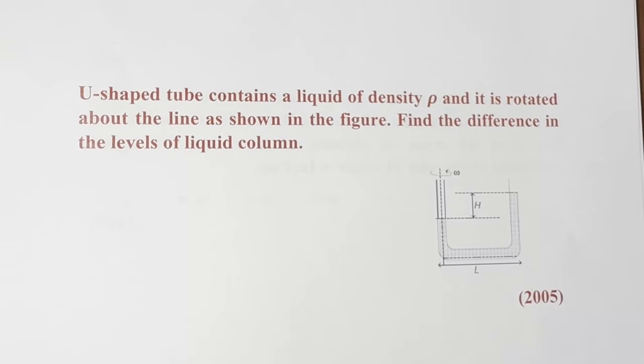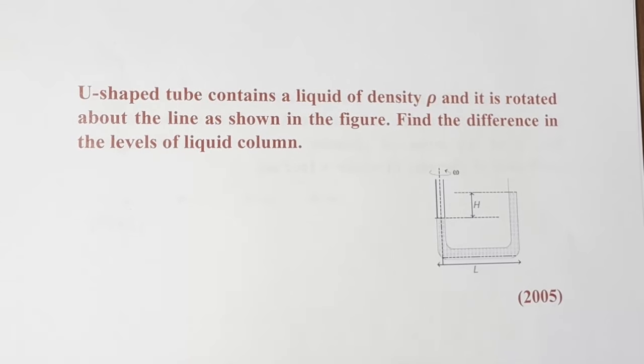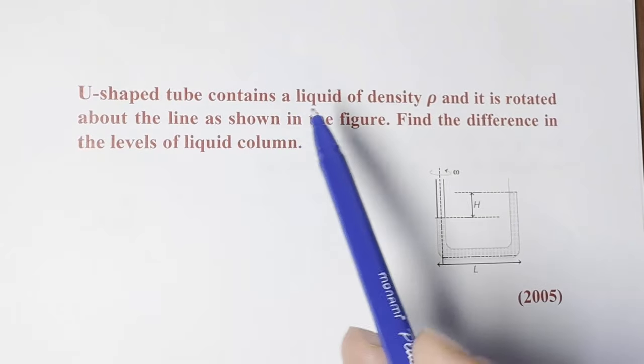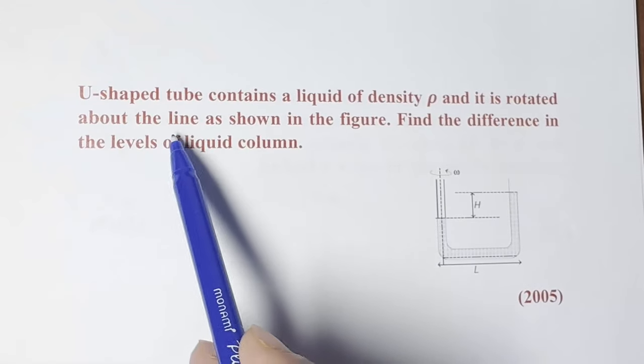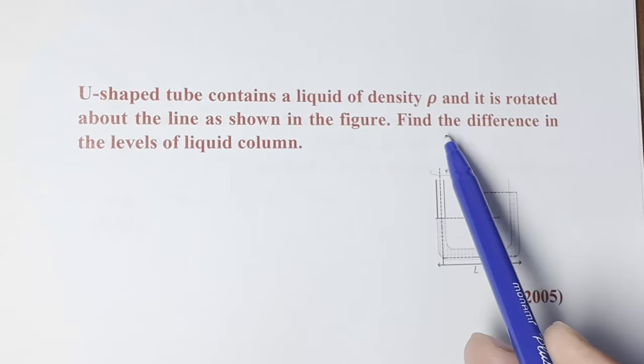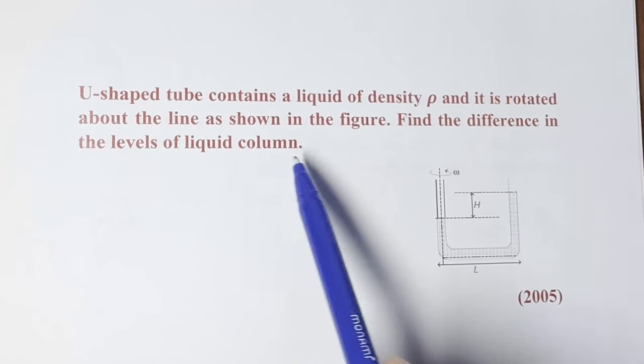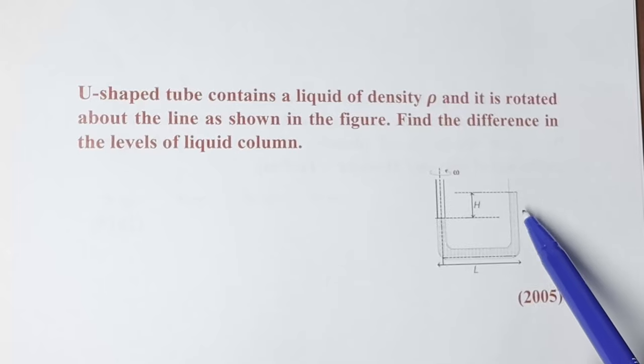Hello friends, in today's question, a U-shaped tube contains a liquid of density rho and it is rotated about the line as shown in the figure. Find the difference in the level of liquid column.